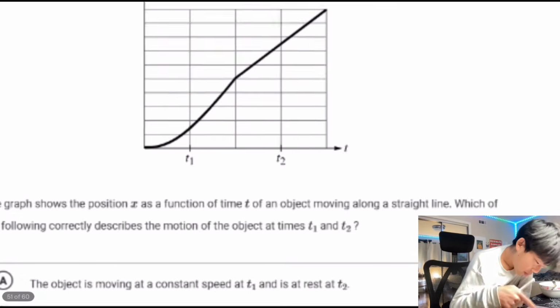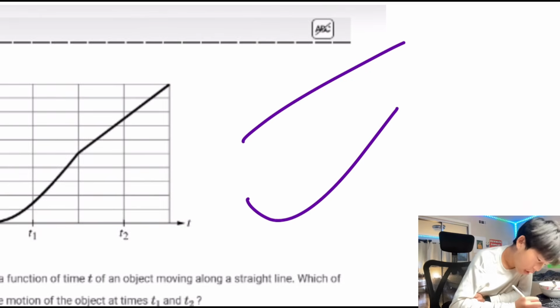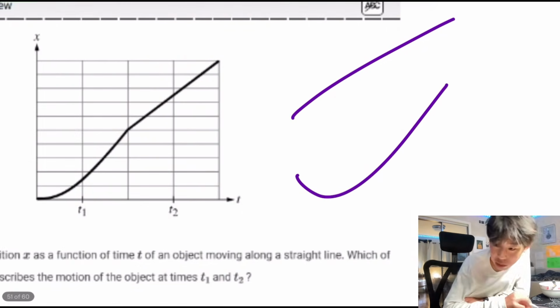It's asking for the type of motion. So let me just brush over the two types of motion. There's constant, and then there's acceleration. This basically means the velocity is constant. This means the velocity is not constant. If it's not constant, that means there's a change in velocity, which means there's acceleration.